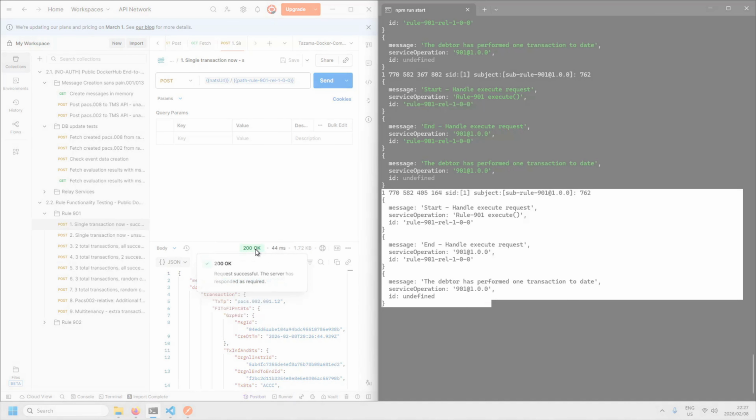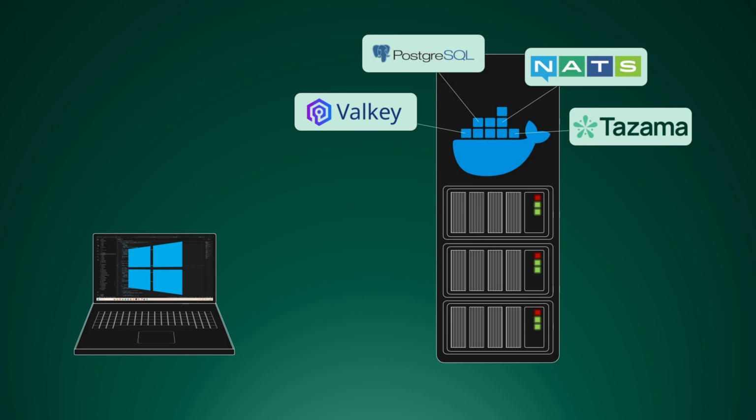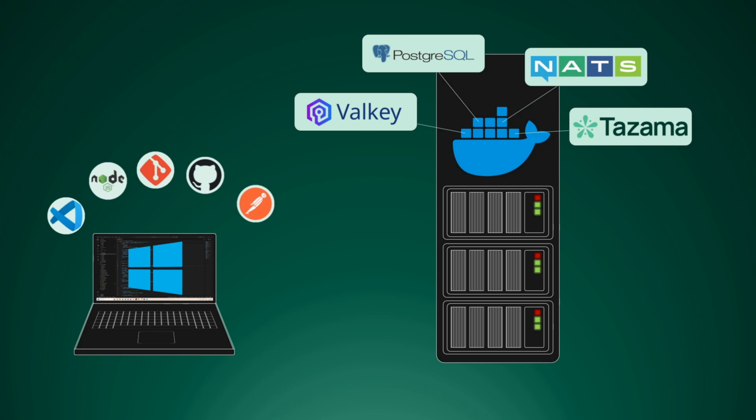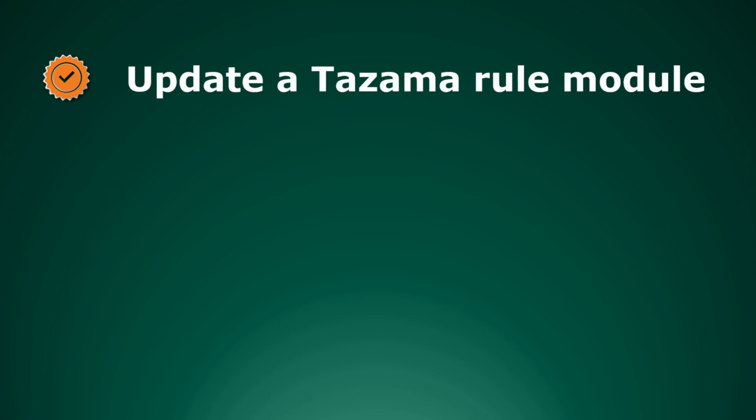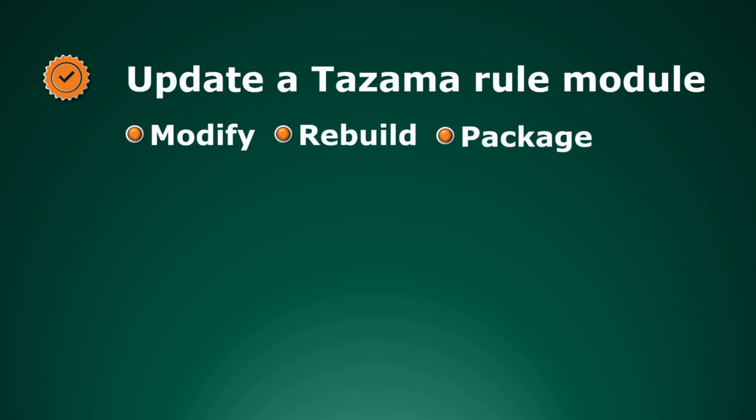If you see that, congratulations. You've successfully set up your development environment. And your locally running rule processor just evaluated a transaction using the infrastructure on your server. So, what can you do now? Well, you can modify the rule code in Rule 901, rebuild it, restart the rule executor, and immediately test your changes. This tight feedback loop makes development much faster.